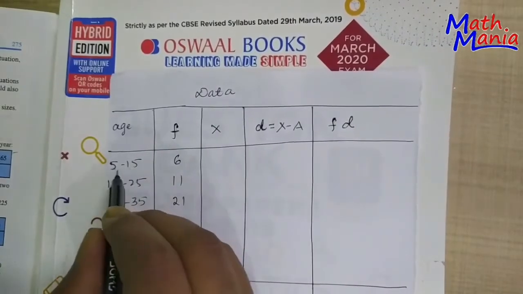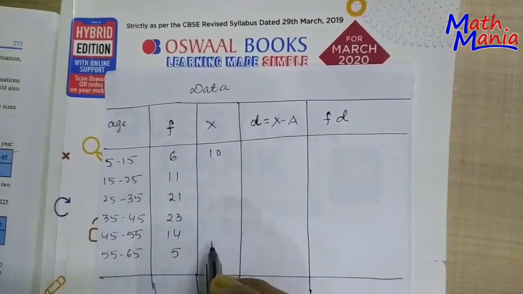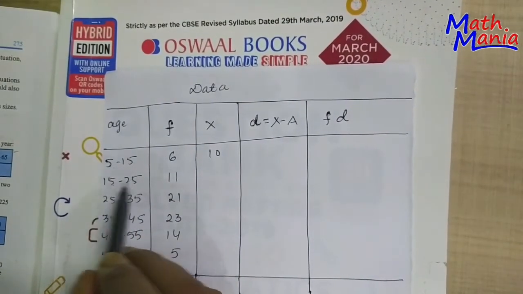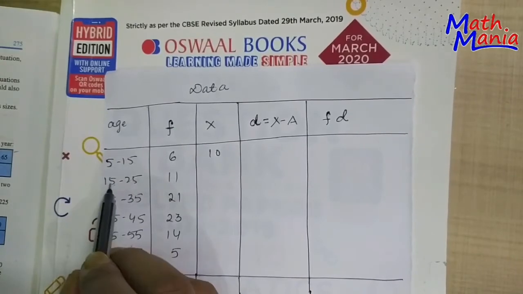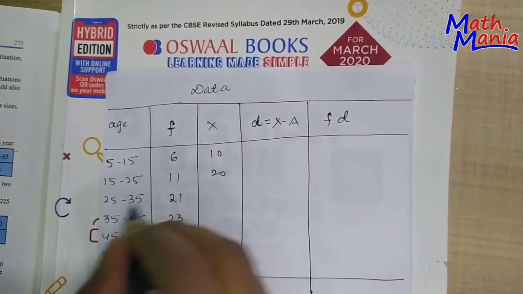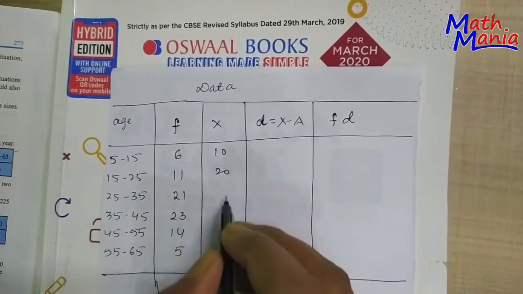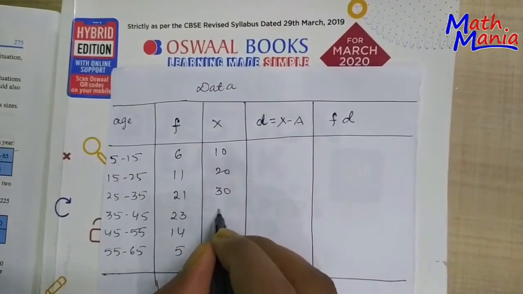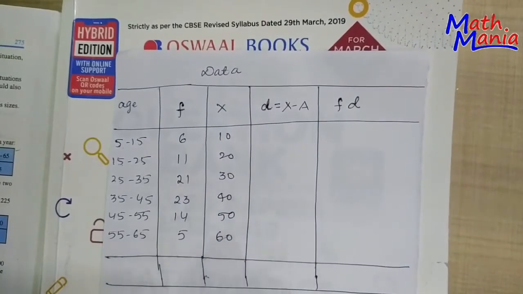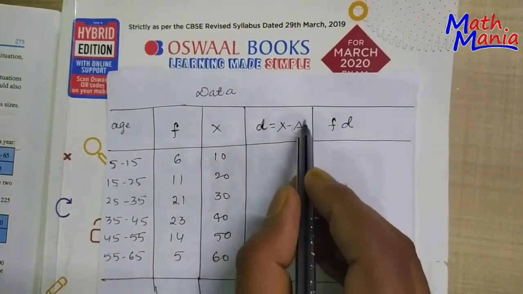So dear friends, let us find the midpoint of this, which is x. 5 plus 15 is 20, divided by 2, that is equal to 10. Then for the second class interval, 15 plus 25 upon 2 is equal to 20. In the same way, 25 to 35 gives 30, then 40, 50 and 60 are the midpoints. The values of x we have completed.